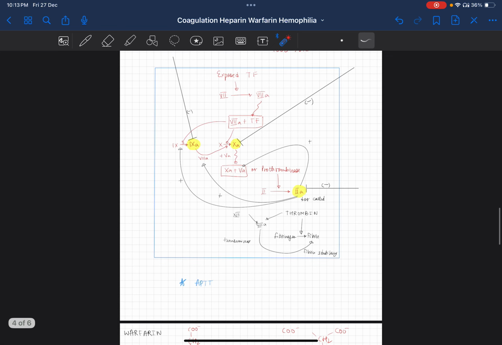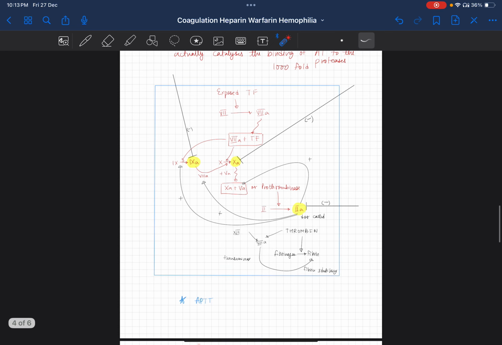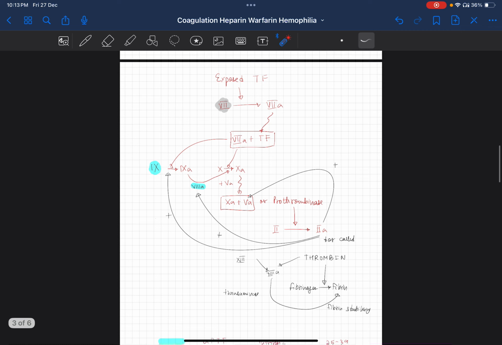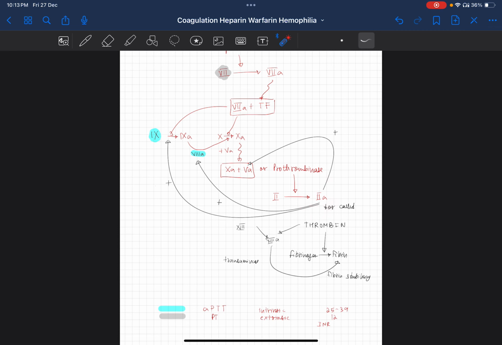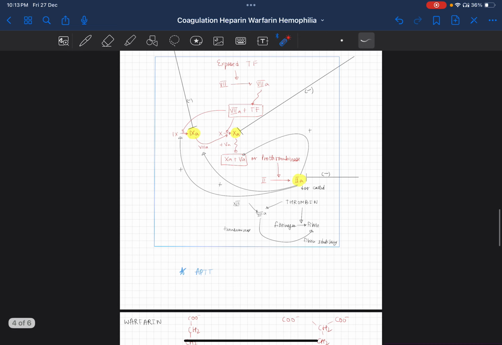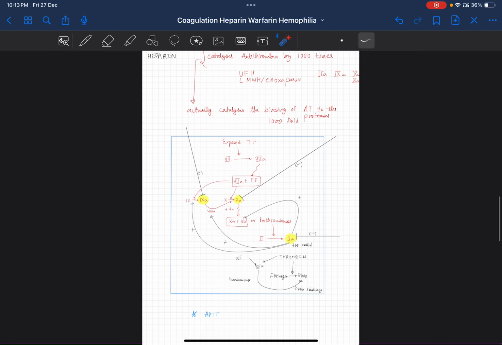Now, if you can see this, 2, 10, and 9. These two are common to both the lab values. This one is exclusive in the heparin mechanism of action to APTT. So for heparin working, we will check which lab value? APTT.